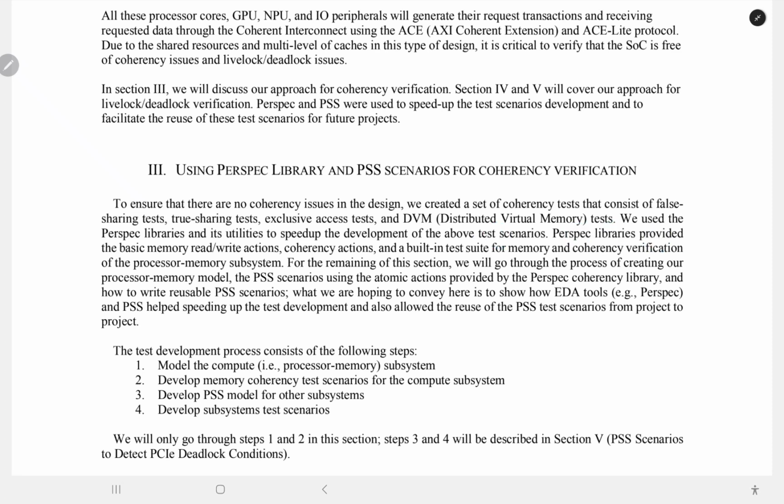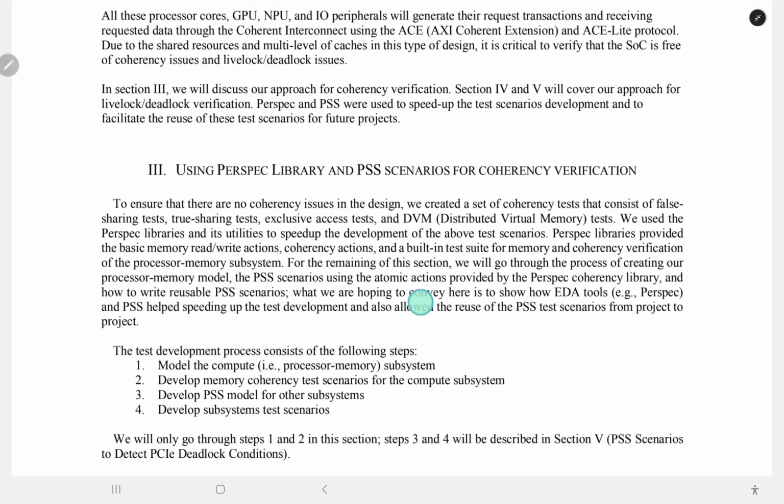Perspec libraries provide basic memory read and write actions, coherency actions, and a built-in test suite for memory and coherency verification of the processor memory subsystem. For the remainder of this section, we will go through the process of creating our processor memory model and the PSS scenarios using the atomic actions provided by the Perspec coherency library, and how to write reusable PSS scenarios.